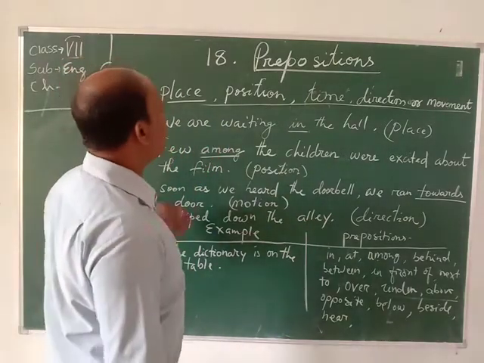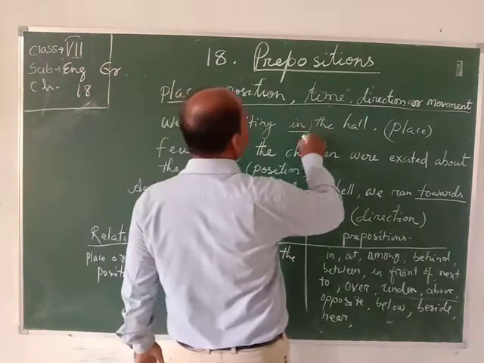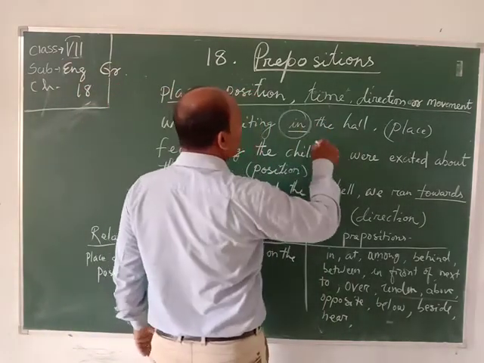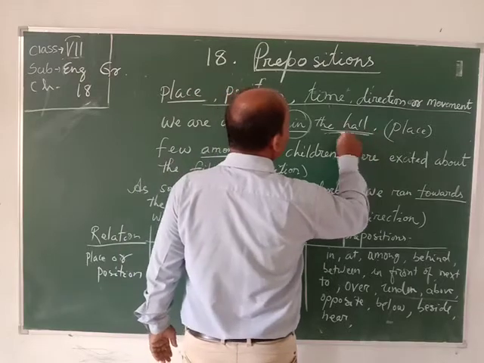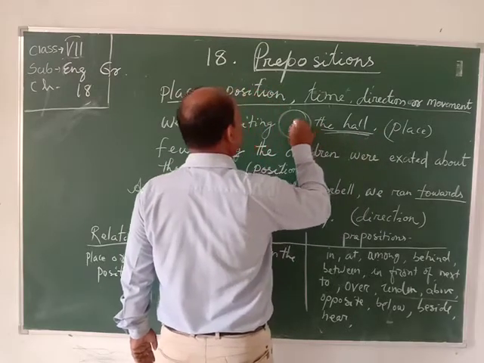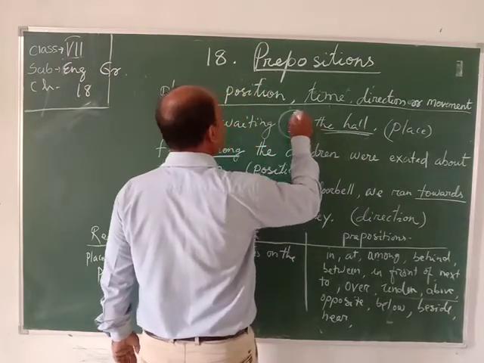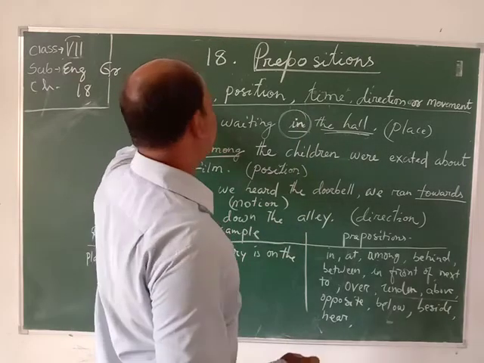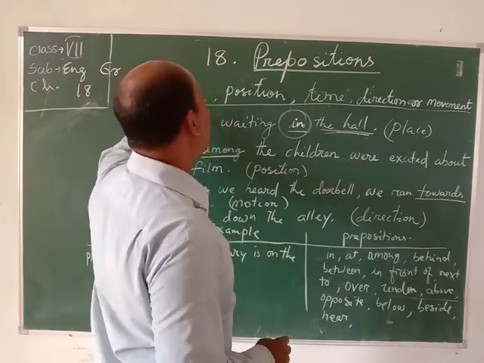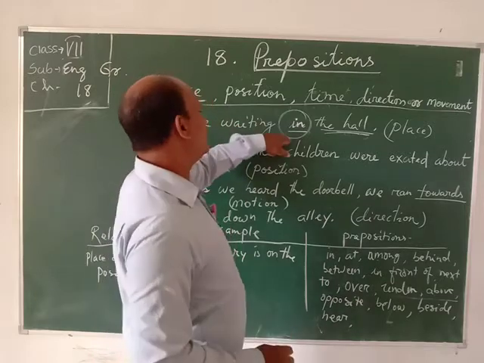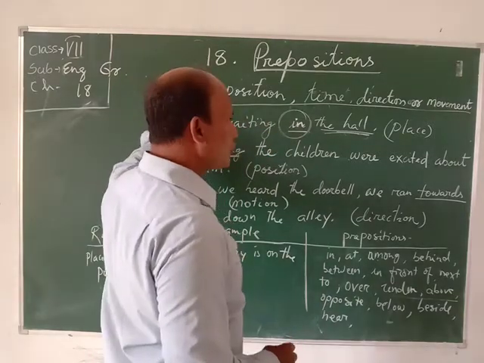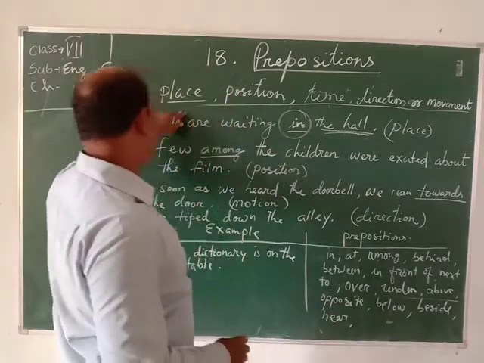So here, we are waiting in the hall. How? Intijar kar rahe hain, in the hall ke andar. So this shows the place. Okay? This preposition in is used to show the place. It's okay? Next example.